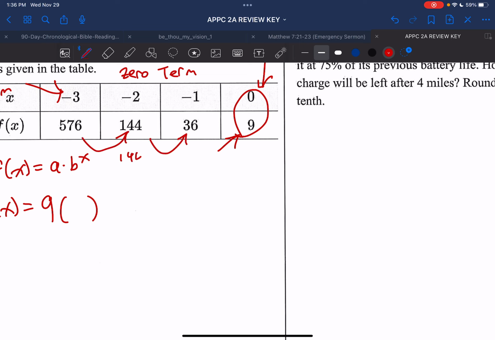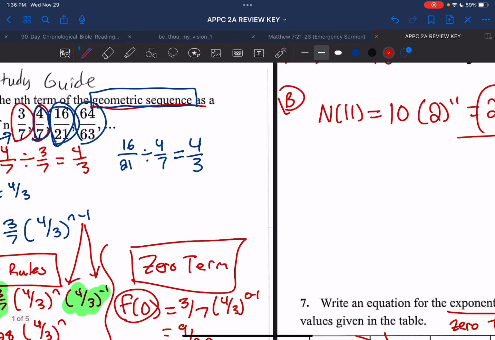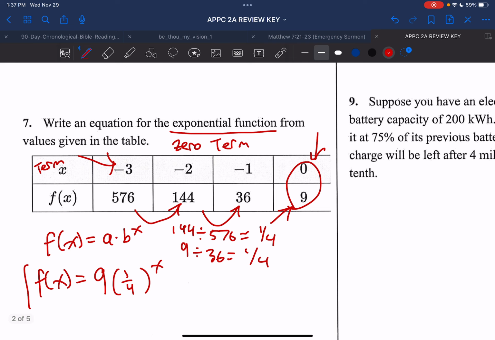So 144 divided by 576. Do it in my calculator. That gives me 0.25, and then math enter again. 1/4. Okay, so 1/4, and then to be sure you can check again. 9 divided by 36 gives me 1/4. So boom, that quick. Basically like writing a geometric one for the zero term.